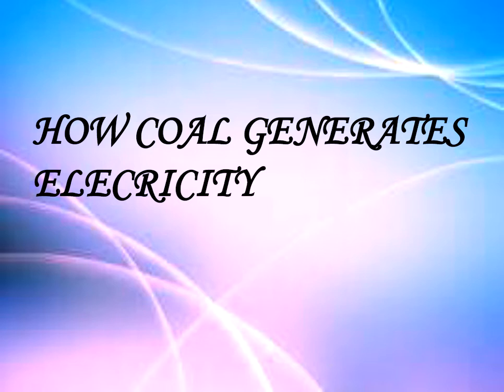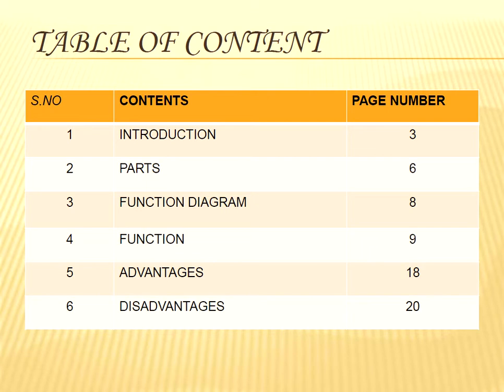Now, let us see how this coal is converted to electrical energy. So, these are the parts of the presentation. We have the introduction, then different parts of the power plant, the functional diagram of the power plant, the different functions of the power plant, and the advantages and disadvantages.